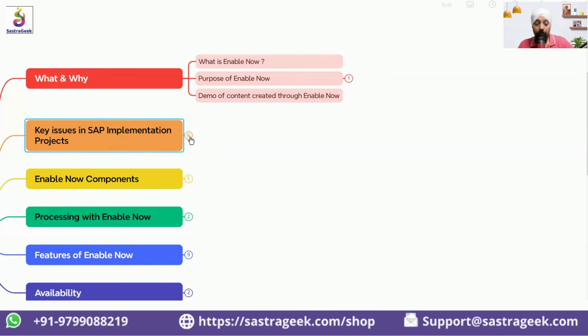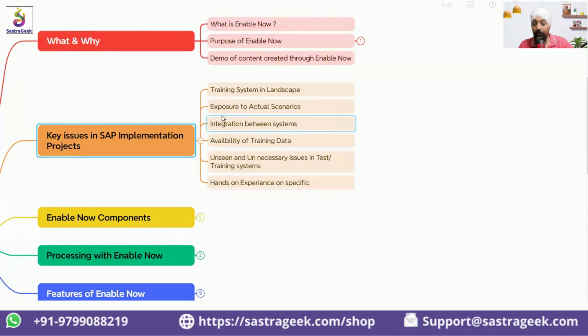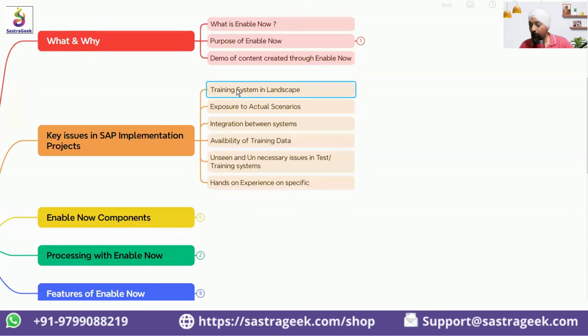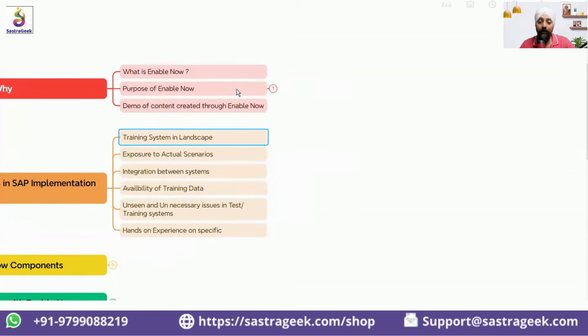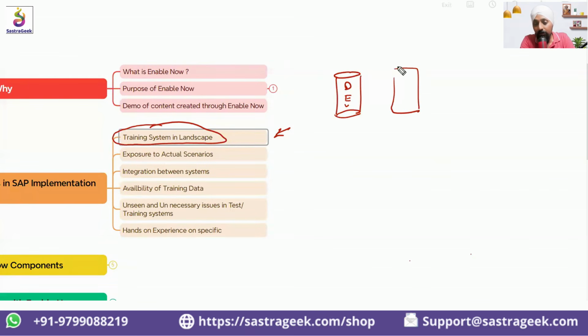Now, what are the key issues in SAP implementation projects which I have seen? The first issue is that you need to build a training system landscape. In our case also, we tried to build a separate training system. It is a big project, so many different systems are there. If I explain, a development system is there, then we have a quality system, then we have a training system.